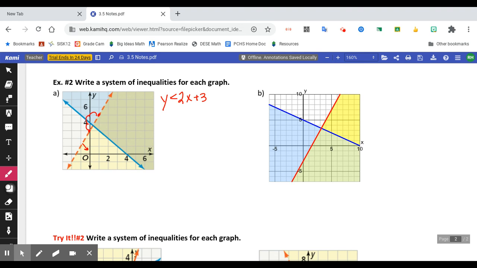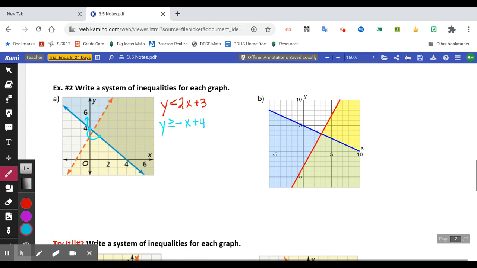Okay, let's go to the other one. Erase that so we can see. I'll go to blue. So again, we've got y. It's shaded above, so this is greater than or equal to because it's solid. It intersects at 4, so plus 4. Our slope is negative, and it's going right here, so down 1, right 1, so negative x. Okay, let's go to the next one.